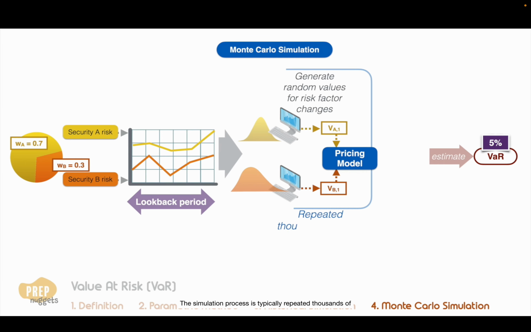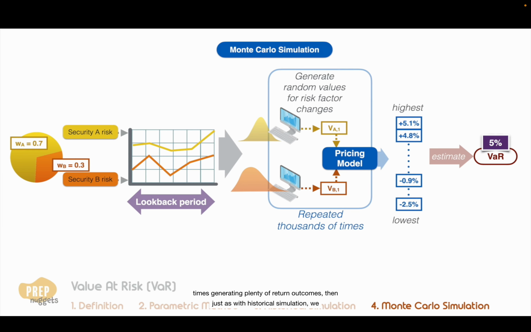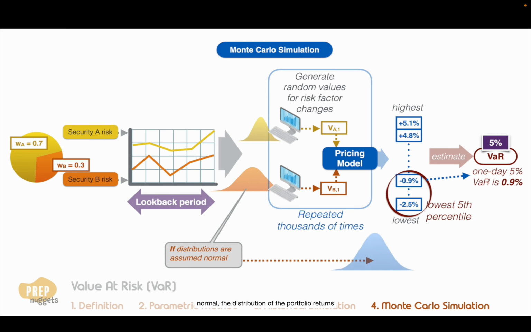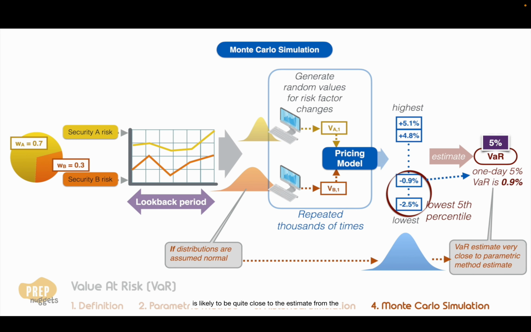The simulation process is typically repeated thousands of times, generating plenty of return outcomes. Then, just as with historical simulation, we can order the outcomes and identify the lower fifth percentile to estimate the 5% VAR. If the distribution of the risk factors are all assumed normal, the distribution of the portfolio returns will approximate to normal if the number of iterations is sufficiently large, so the VAR estimate is likely to be quite close to the estimate from the parametric method.